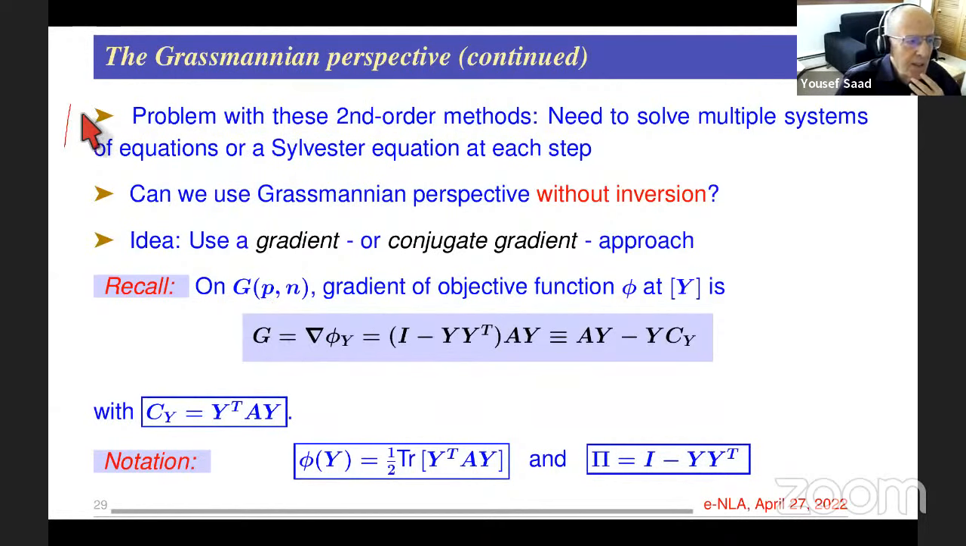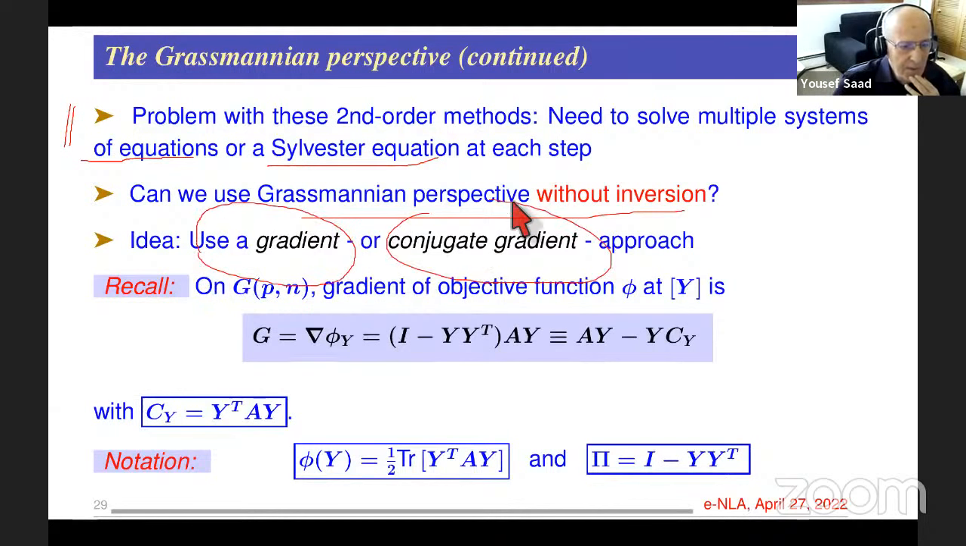So the problem with the technique I just talked about, which is the Newton type approach, is that you need to solve a Sylvester equation or multiple systems of equations. Now, there's no way of escaping that because it's a Newton approach. So can we do this without inversion? And the idea is to use a gradient approach or a conjugate gradient approach.